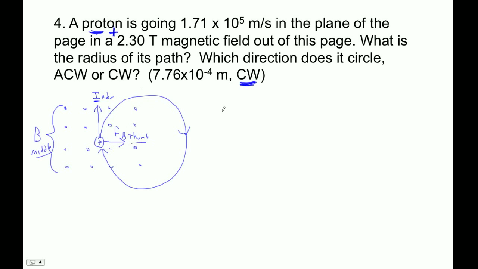To figure out the radius, what you do is you say, okay, force is equal to QVB. And there's a 90-degree angle, so the sine of the angle goes away, right? And then also force is equal to MA, which in this case is MV squared over R. So the construct here is just QVB.